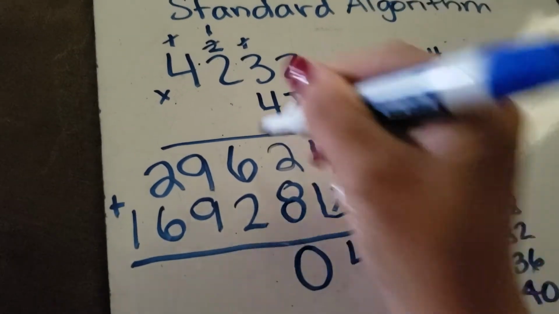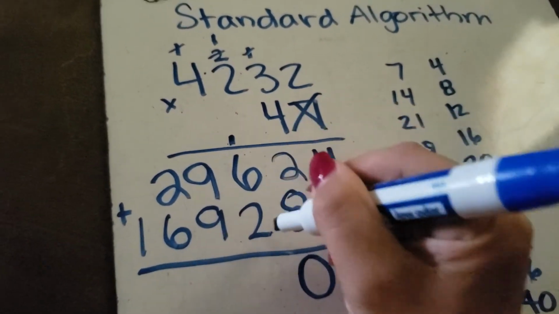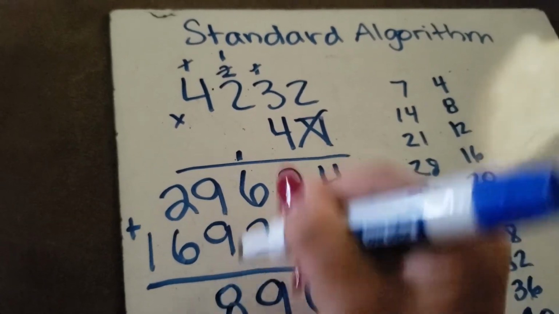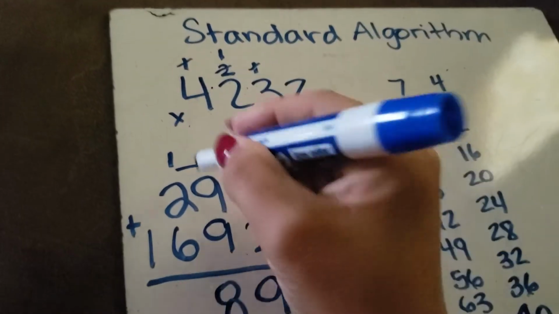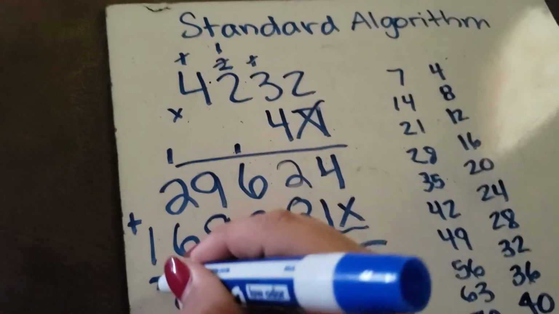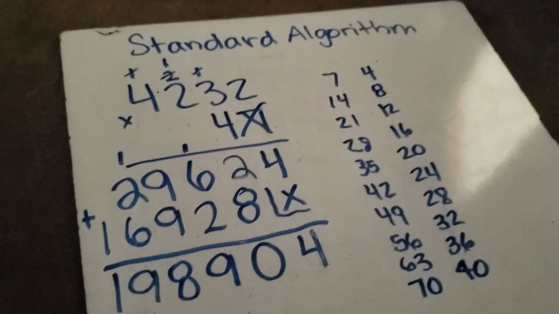This equals 10. I carry my 1. 1 plus 6 is 7, plus 2 is 9. 9 plus 9 is 18. 1 plus 2 is 3, plus 6 is 9. Carry. I also recommend that the students don't add commas right now.